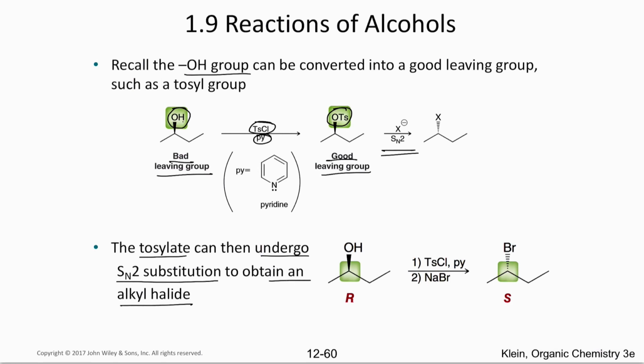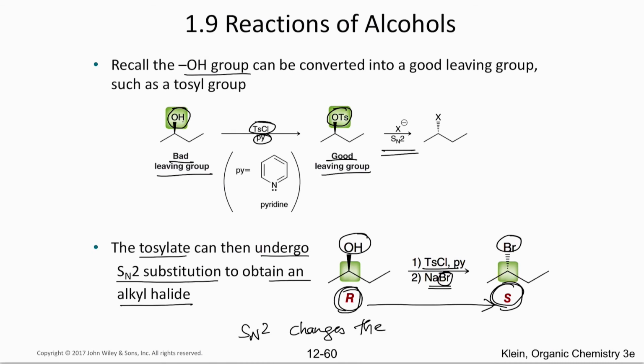Now, one main part to remember is that the configuration actually changes from R to S. For example, here we use tosyl chloride, and then sodium bromide. So the bromide is the nucleophile. In place of OH, you get Br, but the R becomes S. That's the main feature of an SN2 reaction. SN2 changes the configuration of the chiral center.